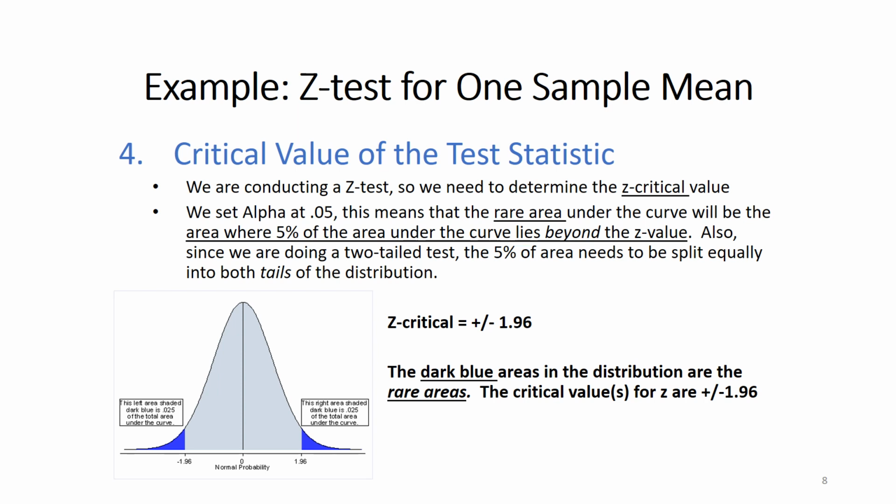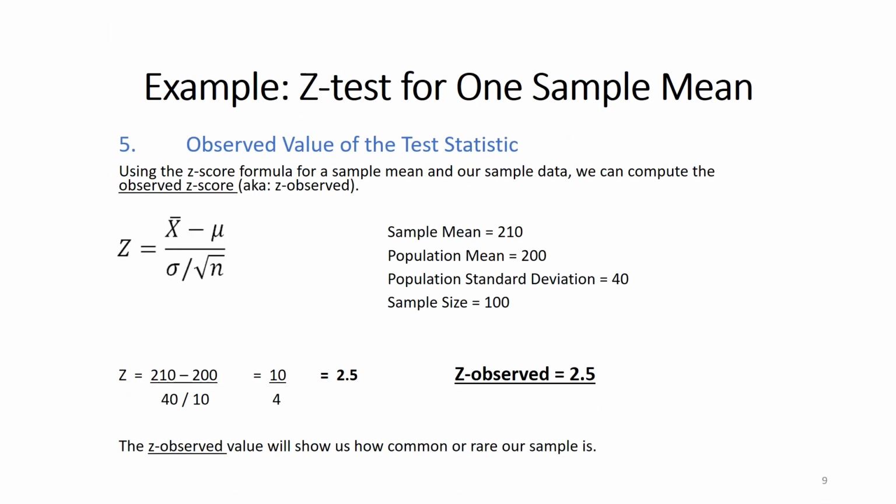Let's move on to the next slide. Step 5. So in step 5 now we've set our alpha, 0.05. We have determined the critical value, determined by which distribution we're working with, which happens to be the z-distribution. So our critical value became 1.96 because we split the rare areas into both tails of the distribution. So 2.5% of rare area in both, which led to a z value of 1.96.